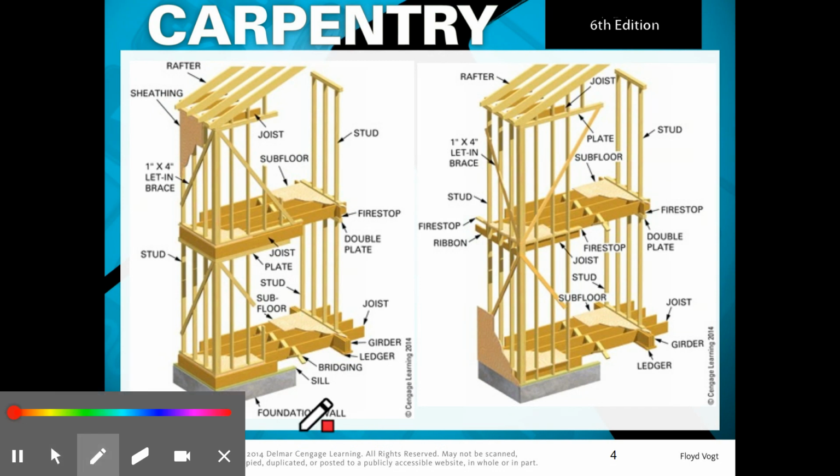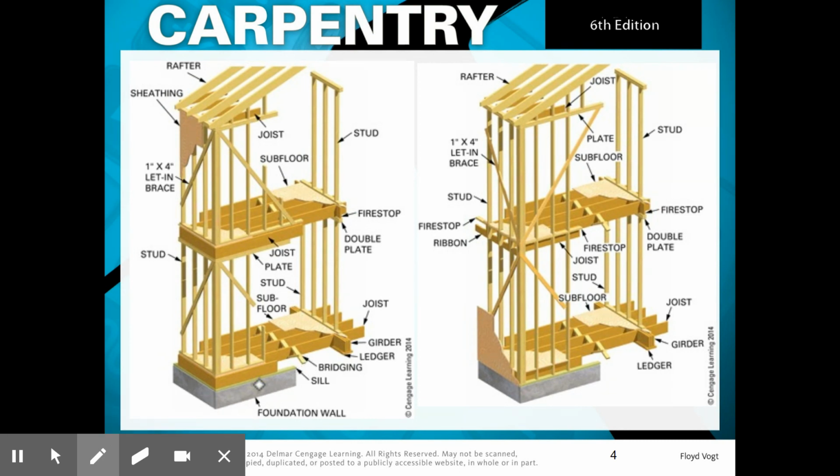So on the left, this is our typical platform framing. So we start with the foundation, we have our sill, and then we have our first platform. On top of this platform, we have our stud walls coming up, double top plate. Then on top of that, we have another platform. From that platform, we have our stud walls again. And in this case, we're ending right here. There's our rafters for our roof.